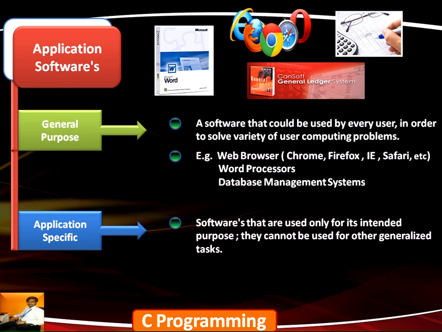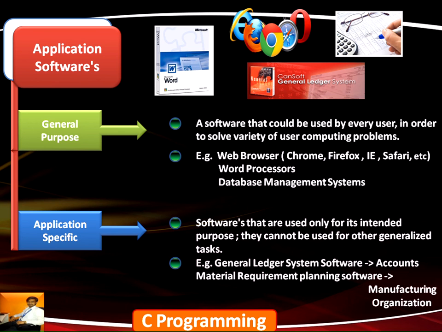And application specific softwares are those softwares which are used only for their intended purpose. They cannot be used for generalized tasks. Some examples are the general ledger system softwares, which are exclusively useful only for accounting purposes, and material requirement planning softwares which are used by manufacturing organizations itself.